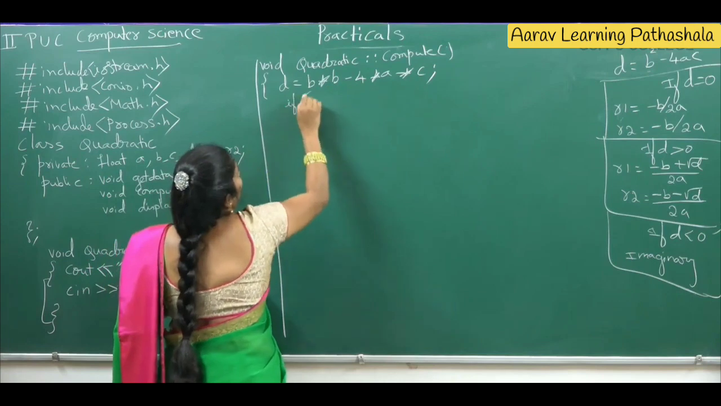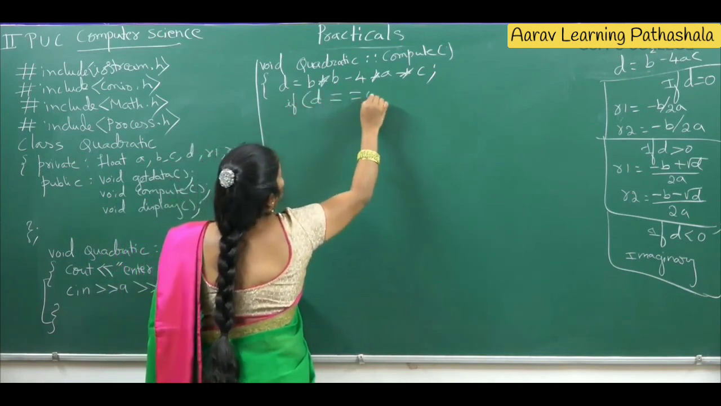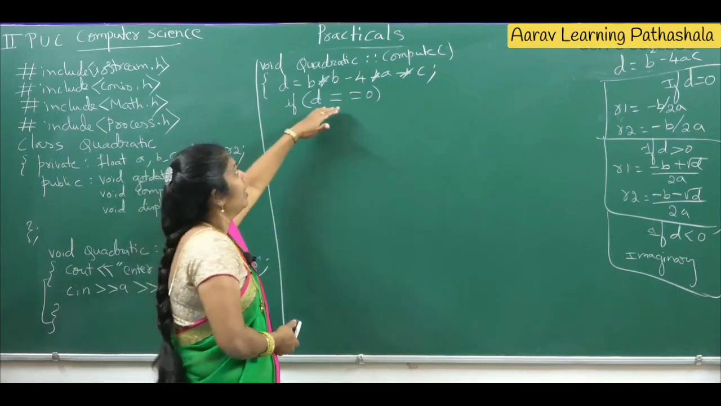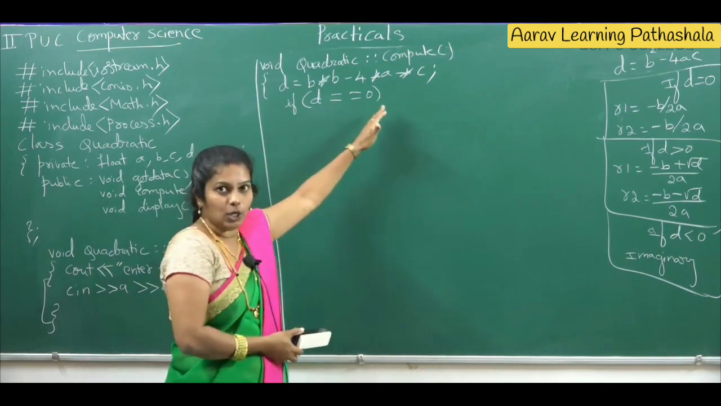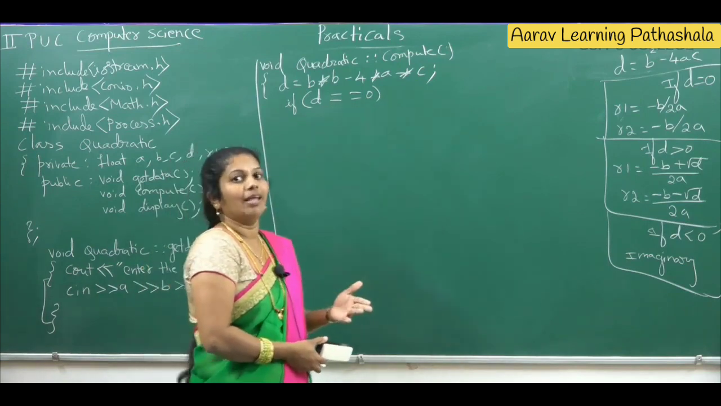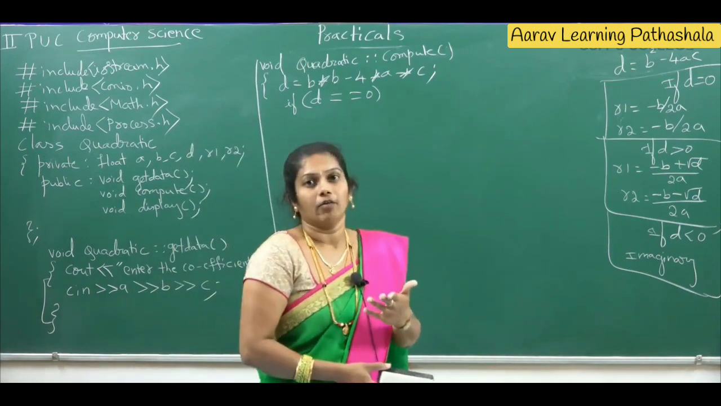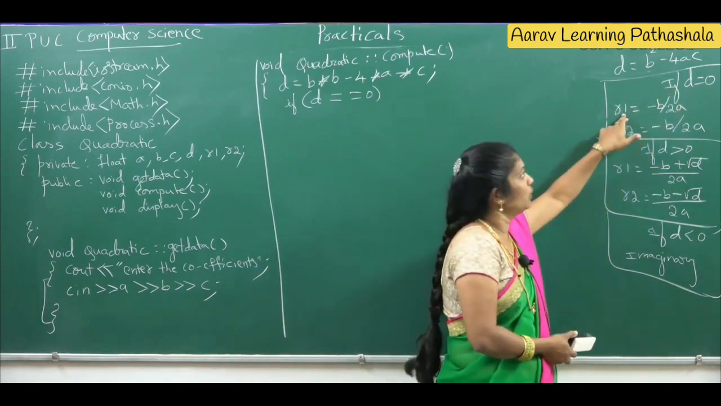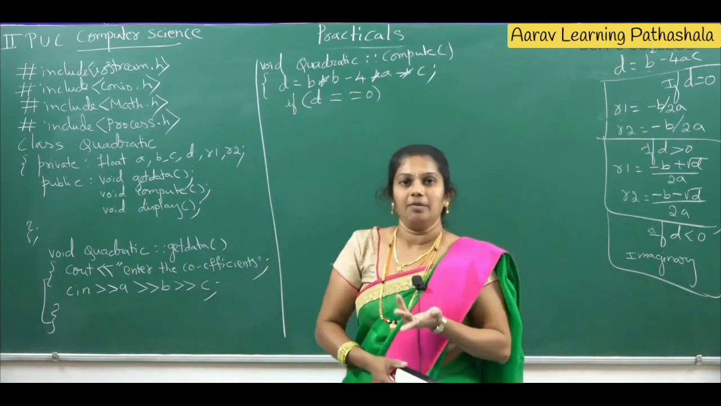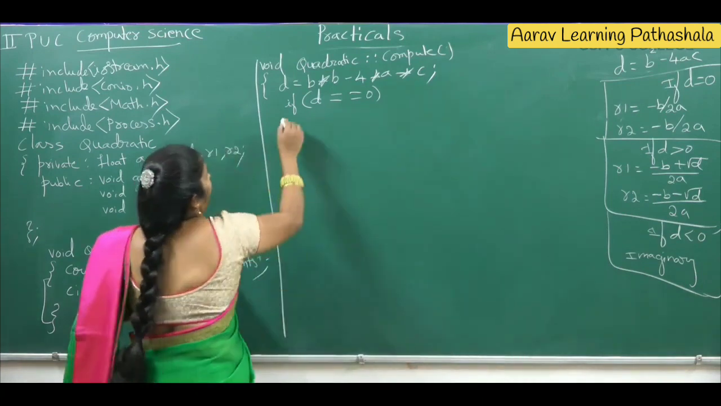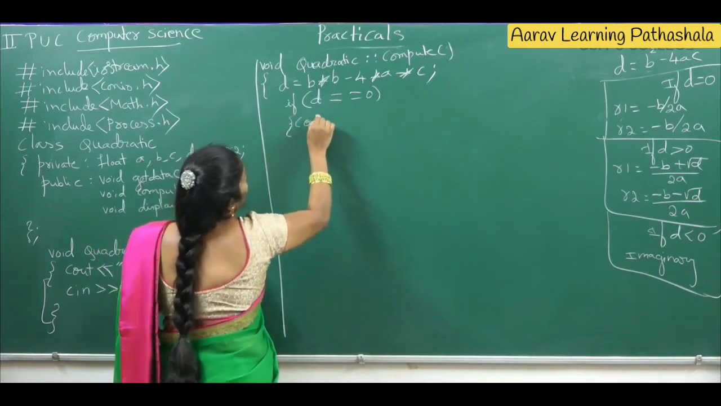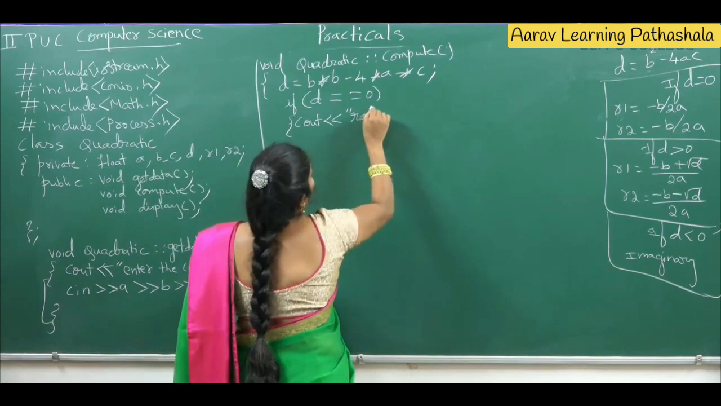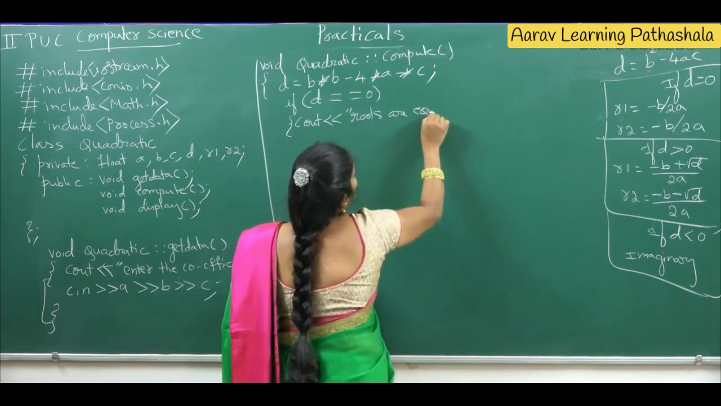If d is equal to 0, here we have written 2 times equals, it is a relational operator. If the d value is equal to 0, then what has to be displayed? It has to display that both the roots are equal. If the discriminant is equal to 0, the root 1 formula and root 2 formula are both the same, so the results are also the same. If this is the condition, then cout, inside the double quotes, write roots are equal.